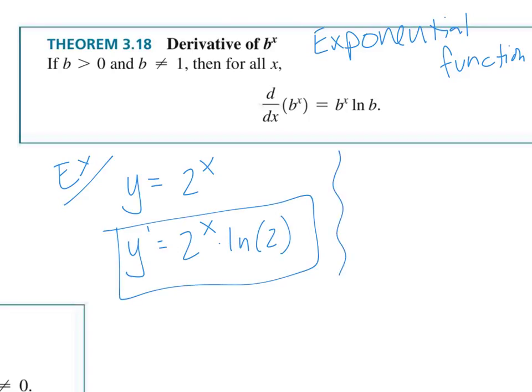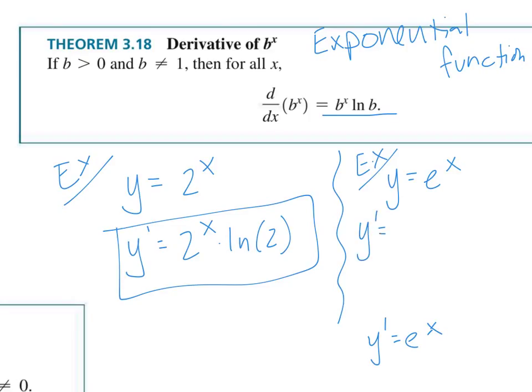Now, we've seen something like this. Let's say you have y equals e to the x. And we already know that if we find the derivative of that, we're just going to get e to the x. We already have a rule for that. But let's use this rule here to show how we get that. If I take the derivative of this, I would get e to the x, and then I would multiply that by the natural log of e. Well, the natural log of e, folks, is just 1, so we're left with y prime is equal to e to the x times 1, which is just e to the x.